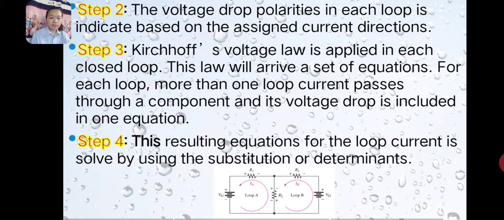And then for the next step, the resulting equations for the loop currents are solved by using the substitution of determinants.